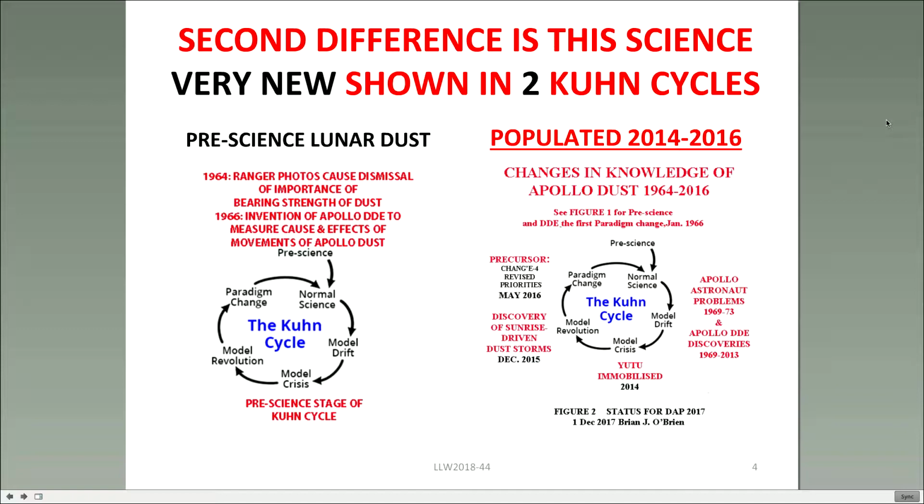It was populated between 2014 and 2016 with the U2 crisis at 6 o'clock. And then at 8 p.m. is my sunrise revolutionary discovery, and that's leading on to a paradigm change, the increased priority of dust at 10 p.m.